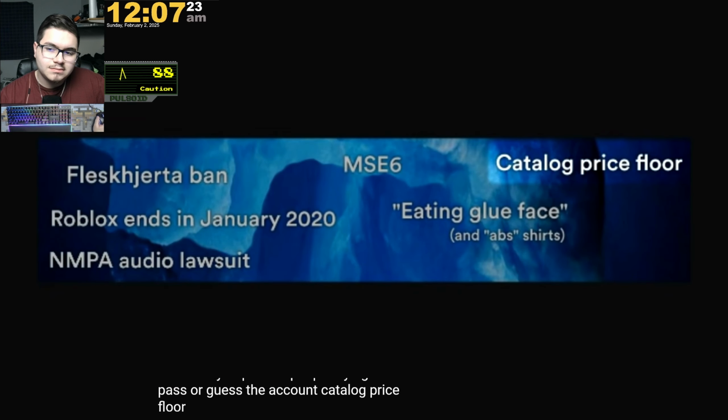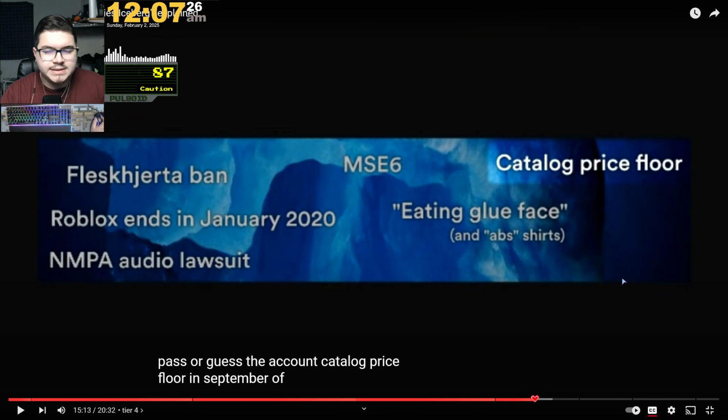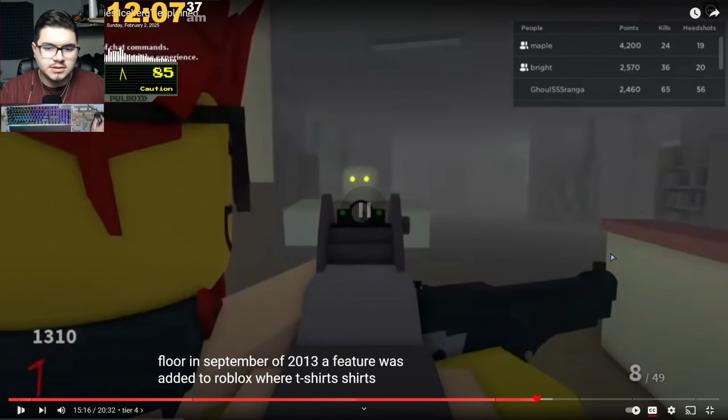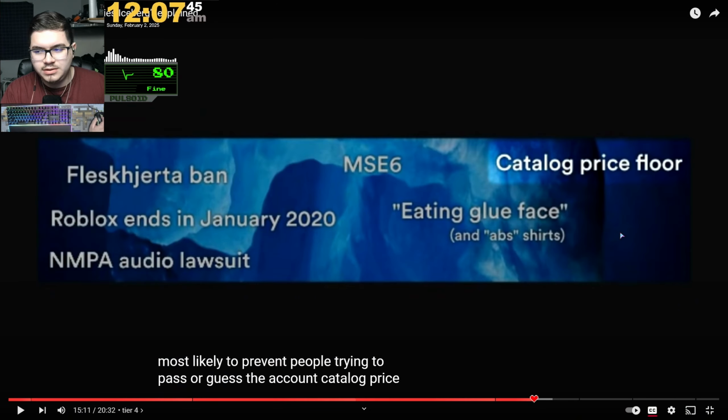Catalog price floor. In September, I'm not sure what this is, but I'm assuming it has something to do with inflation basically, if that's the case. 2013, a feature was added to Roblox where t-shirts. Also, finally, different gameplay. It took like a quarter of the video or 75% of the video until a new video or new game clip.